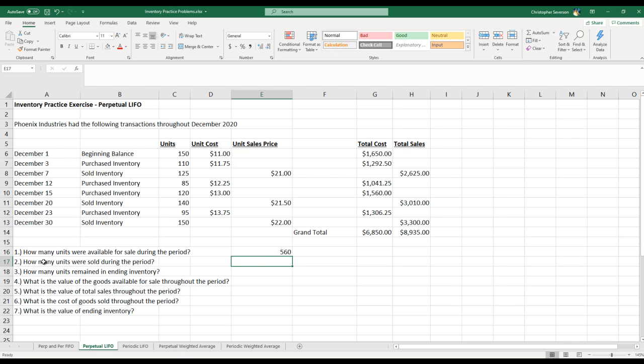Now, question 2 is how many units were sold during the period. That's where the sales numbers start coming into play.